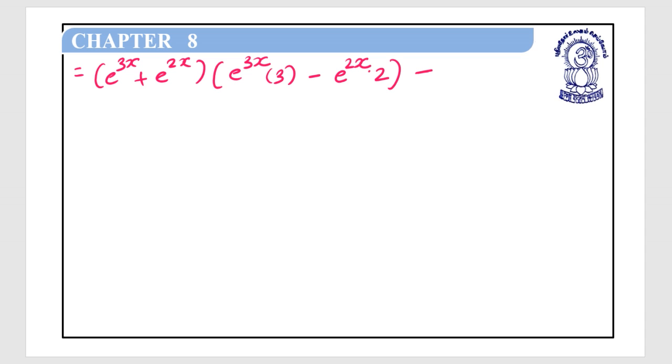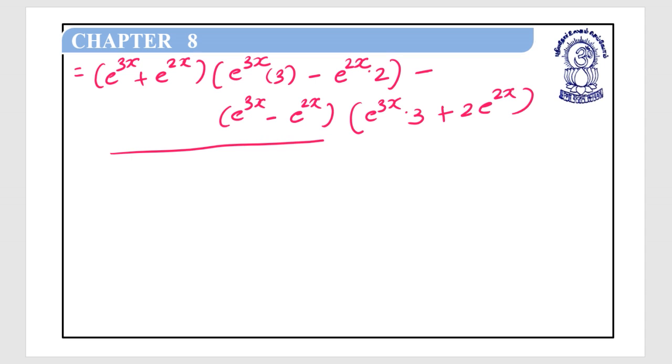Minus sign, e raised to 3x minus e raised to 2x as it is. Now e raised to 3x, again take the differentiation of 3x, which is 3, plus 2 e raised to 2x, upon e raised to 3x plus e raised to 2x whole square.